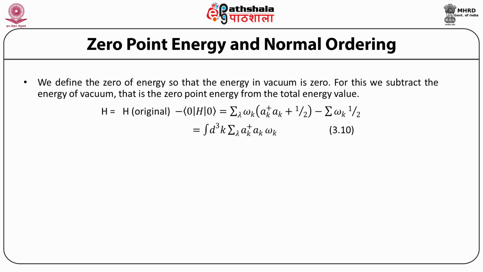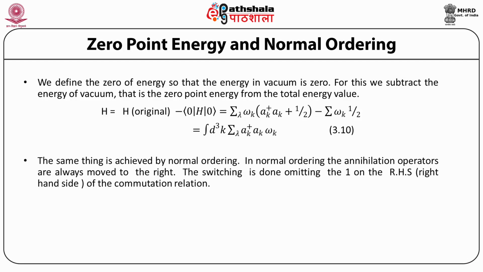H is equal to H original minus the vacuum expectation value of the Hamiltonian H, which is equal to summation over λ, the polarization, of ω_k (a_k† a_k plus half), minus summation over ω_k times half. This is equal to the integral of d³k a_k† a_k ω_k. And now we notice the half term, which was the infinite divergent term, has been removed because of the subtraction of the energy of the vacuum.